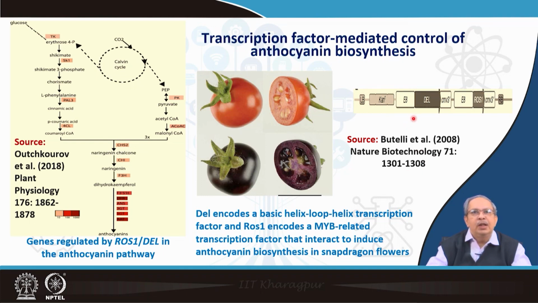They expressed this using a fruit-specific promoter, and ultimately the transcription factor genes are expressed well in the fruit. The top one is the full fruit, this is the cut one, this is the control, that is the wild type, and this one is the transformed or transgenic, where the transcription factor genes like DEL and ROS1 were expressed. As a result, you see a very high level of anthocyanin accumulation in the tomato, and this is really impactful work, which is why it was published in Nature Biotechnology.